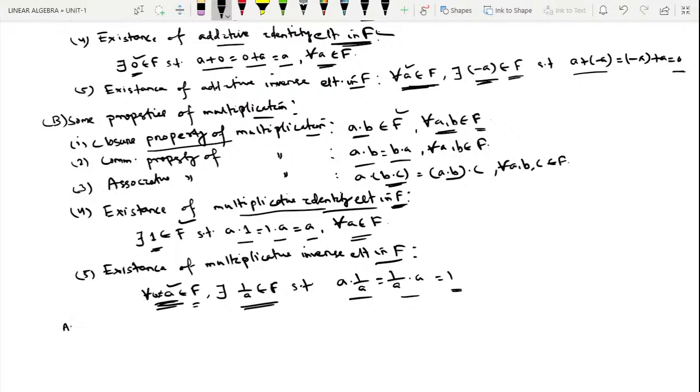Similarly, we can write another property, which is the distributive property. I can write this one as D. This is the distributive property. So the distributive property says A times (B plus C) is equal to A times B plus A times C, for all A, B, C belonging to set F.